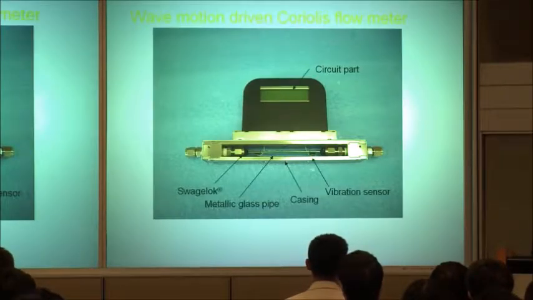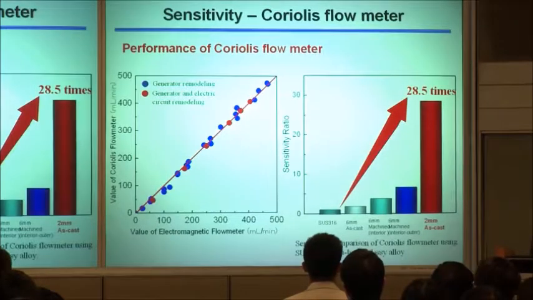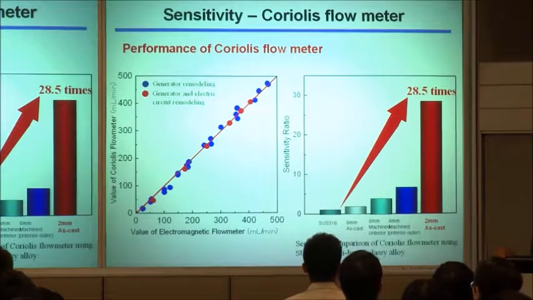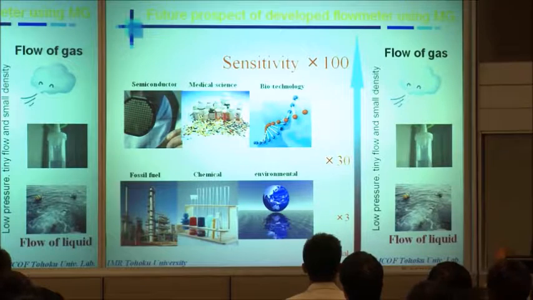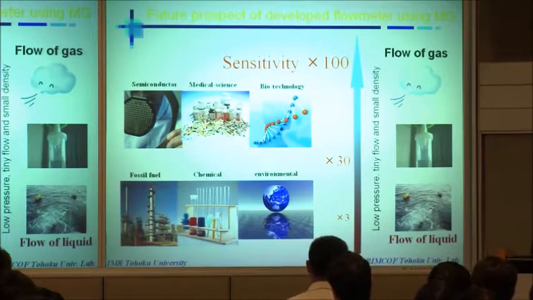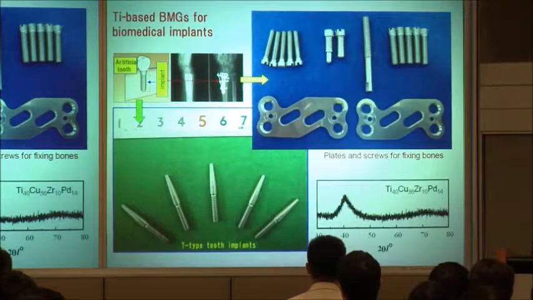And this is a real outside view of that wave motion drive type Coriolis mass flow meter. You can notice that the sensitivity is much higher than those for the conventional stainless steel flow meters. Therefore, it has just been tested, not commercialized, in the fields of fossil fuel, chemical, and the environmental industry.